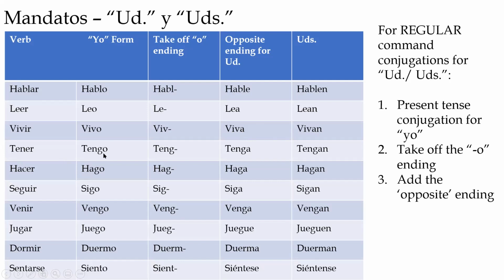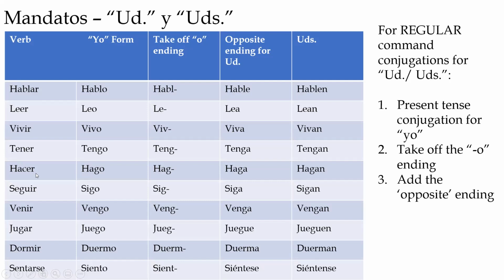Tener. We have tengo. So this is where sometimes it gets a little complicated. With tener, hacer, seguir, venir, jugar, here, but especially these four, tener, hacer, seguir, venir, we have to add this go, right? So we have tengo, we take off o, we add the opposite ending of ER, which is a, and then we have tenga.